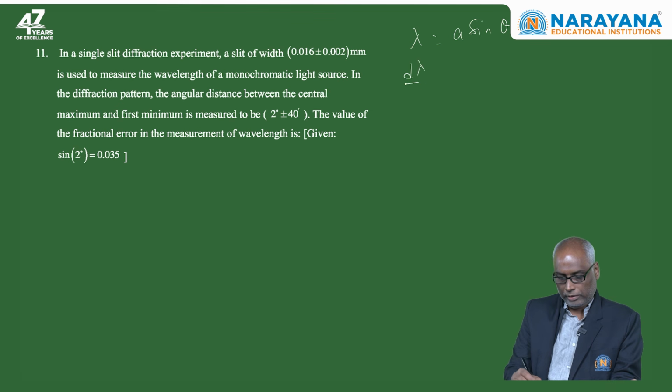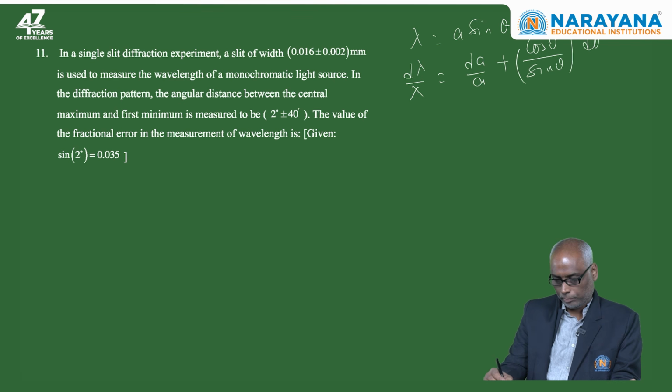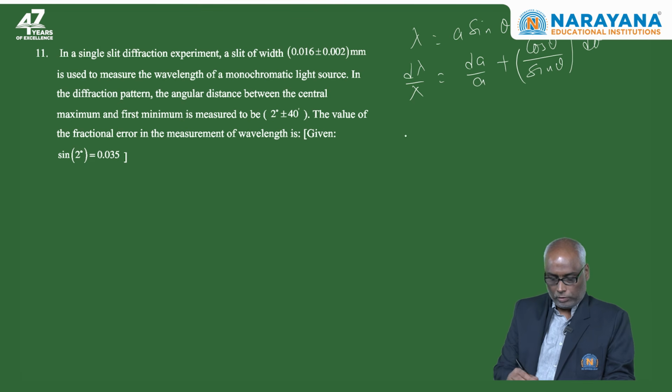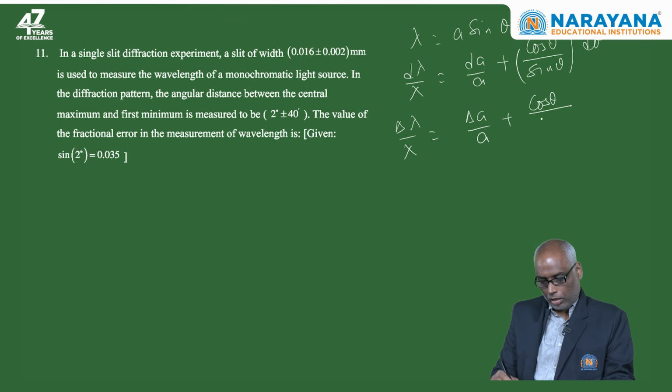From this equation you can say d lambda by lambda is equal to dA by A plus cos theta divided by sin theta into d theta. D theta is the error in the measurement of the angle, dA is the error in the measurement of the width of the slit, and d lambda is the error in the measurement of wavelength. D lambda divided by lambda will give the fractional error in the measurement of wavelength. So from this equation I can say delta lambda divided by lambda is equal to delta A by A plus cos theta divided by sin theta into delta theta.